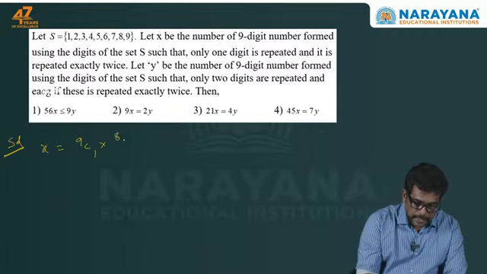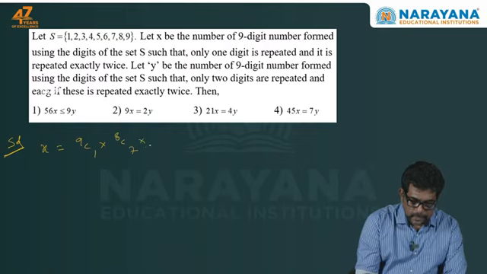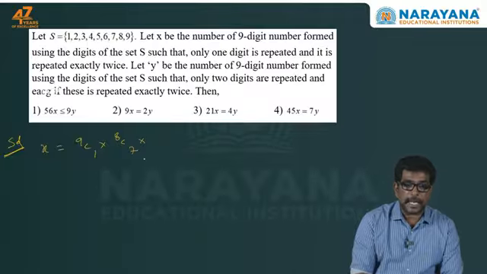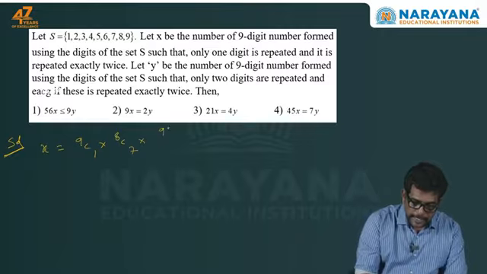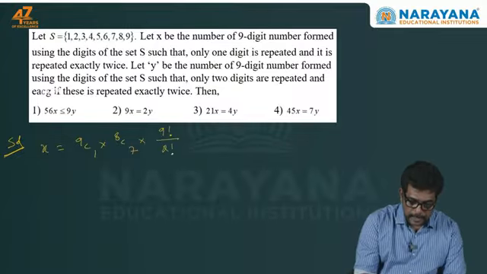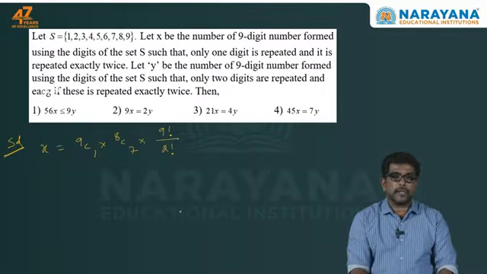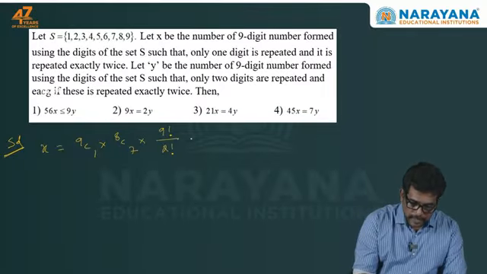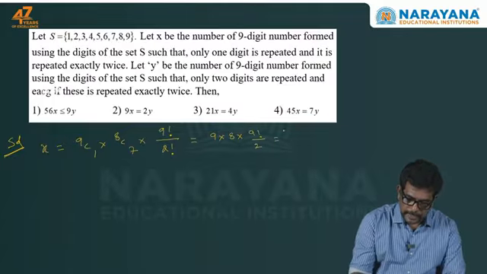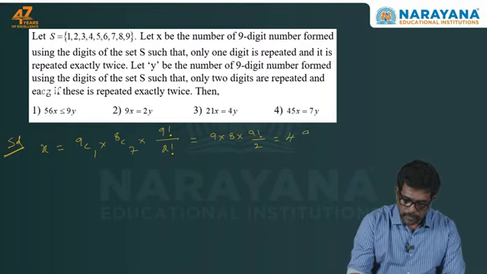That can be done in 8C7 ways into, now the total number of digits we have is 9, that is 1 is repeated and 7 are distinct. Total 9. 9 can be arranged in 9 factorial by 2 factorial, since 2 digits are repeated. This is the value of x. Now we simplify this: 9 into 8C7, which is 8, into 9 factorial by 2. That is, x is equal to 4 times 9 into 9 factorial.